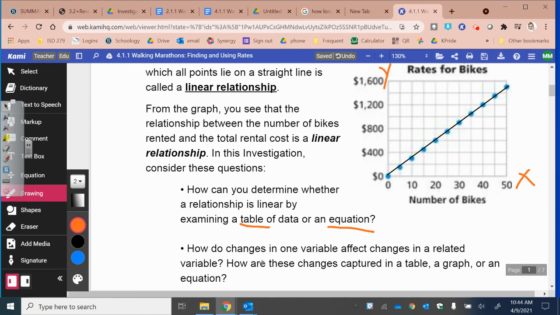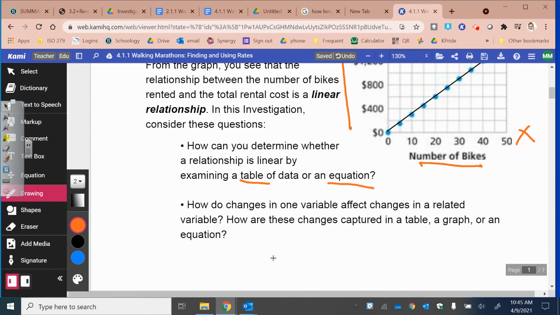So in this case, we had two variables, the number of bikes and then the cost or the rental rate. How does one affect the other? And then how are these changes captured in a table, graph, or an equation? So we're really going to be focusing on tables, graphs, and equations. We're going to look at all three and how do they connect.